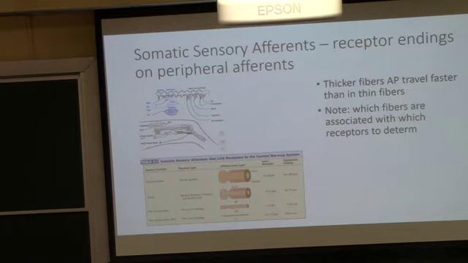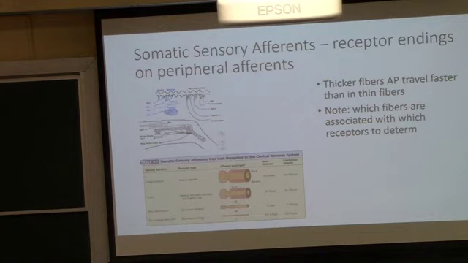So basically he talks about how each of your receptors is mapped to a different fiber, and the importance of these fibers is their size. And so you learn this in lab, you probably learned this a million times now, but thicker fibers have action potentials that travel a little bit faster than thin fibers. And so therefore, which fibers are associated with which receptors basically determines how fast you can sense that modality.